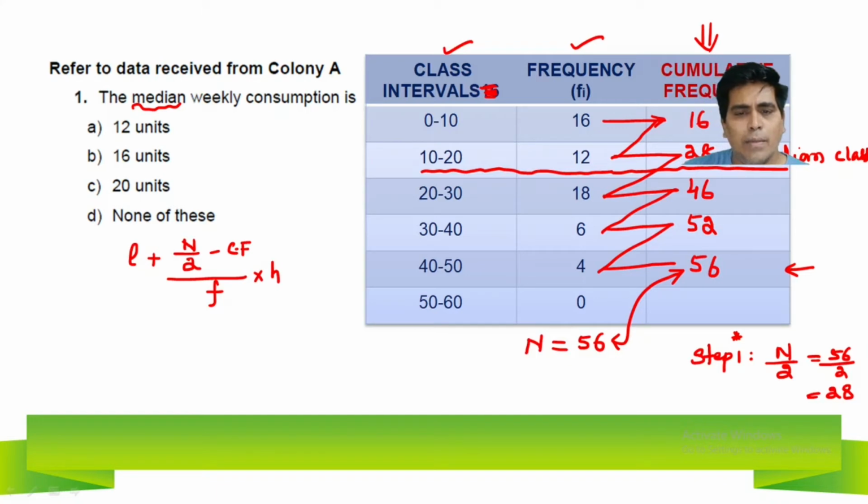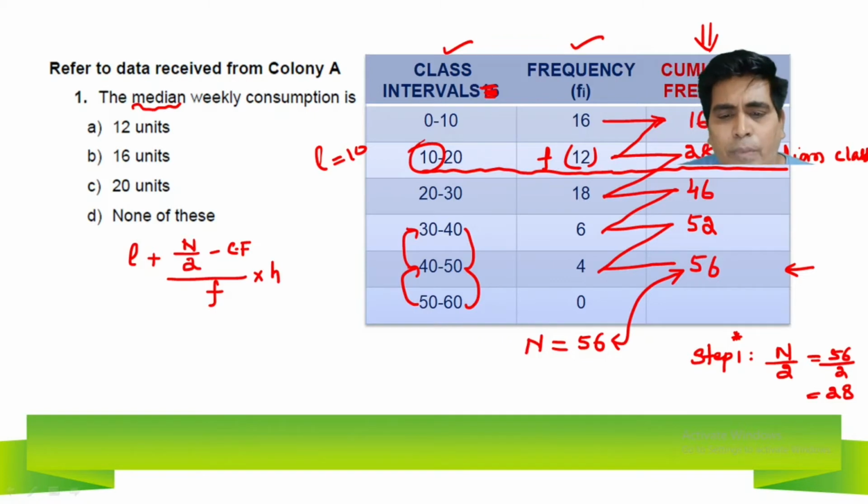After finding the median class, you will get many values here. The lower limit of the median class, L, is equal to 10. The frequency of the median class is 12. Next, the cumulative frequency of the preceding class is 16. After that, by observation, 50 minus 40 is 10, 60 minus 50 is 10. So the class length is 10 here, h is equal to 10.